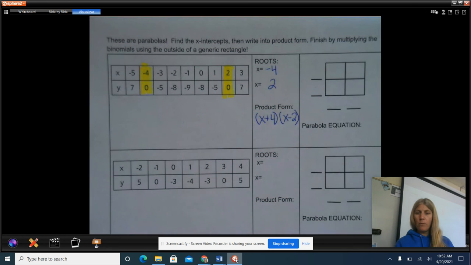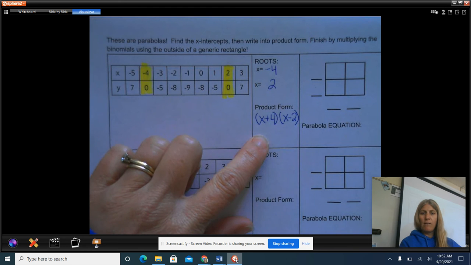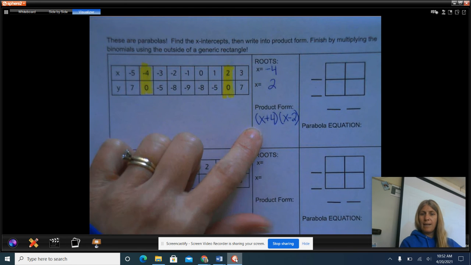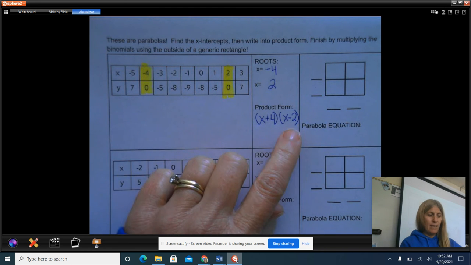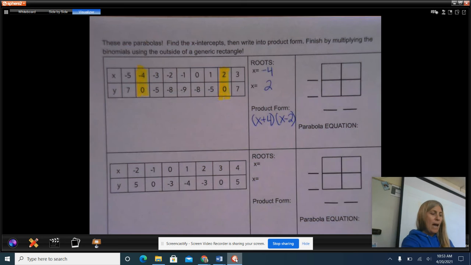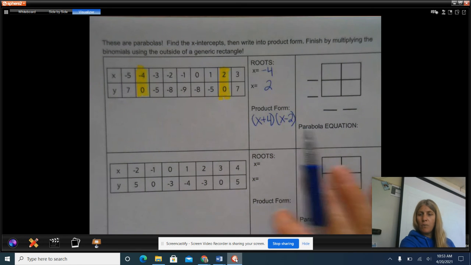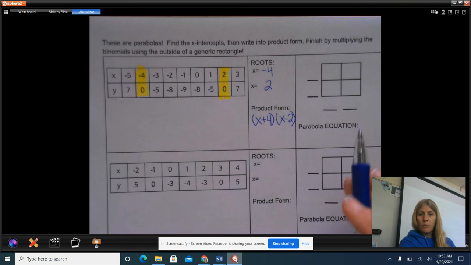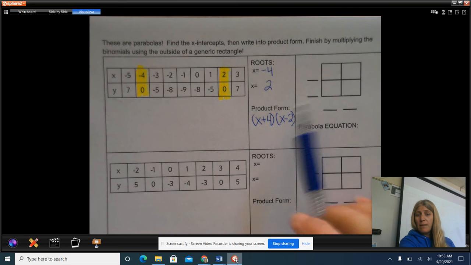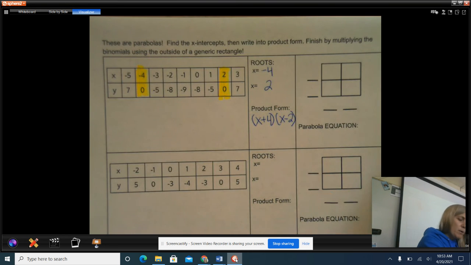Now I want you to think backwards here. If we were to take each of these, set them equal to 0 and solve, this would have x equal to -4, and this would have x equal to 2. And that's how we get our roots. So we're looking backwards from there. Now that we have product form, in order to turn it into y equals ax squared plus bx plus c, we're going to be multiplying binomials, which we've done from the beginning of the year. So we're going to put these outside our generic rectangle.